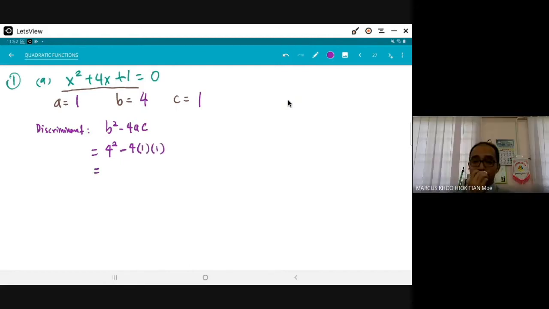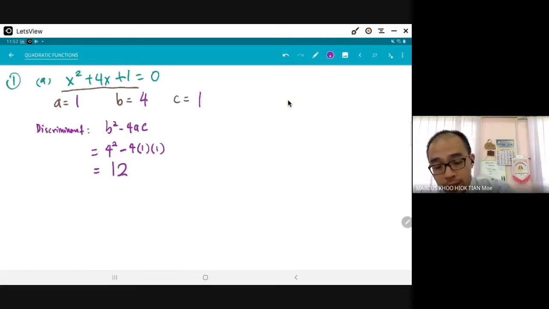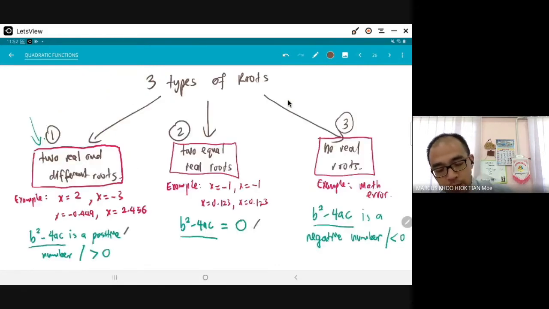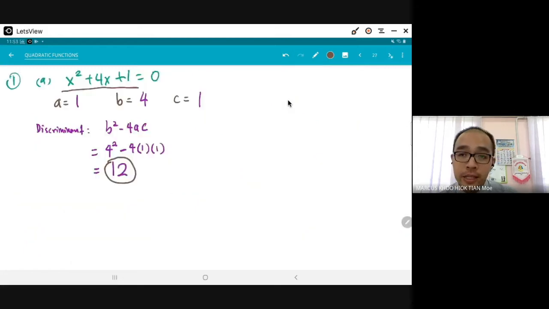What's my final answer? Anybody? 12. Okay, so the answer is 12. Now let's take a look at the number 12, people. Number 12, is it a positive number? Is it equals to 0 or is it a negative number? Come on, tell me. Number 12, what is it? Positive number, negative number, or is it equals to 0?